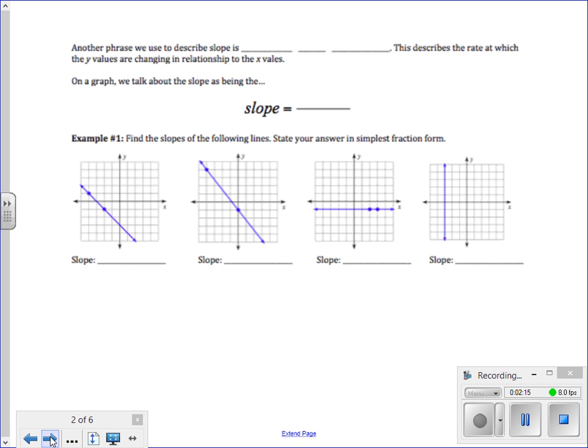Another phrase that we use to describe slope is called a rate of change. A lot of times, especially when we get to word problems, they're going to ask you for the rate of change. That's just asking you for the slope of something. Now today we're going to look at slope from graphs and from 2 different points. When I look at a graph, the slope, we talk about it as rise over run. So rise is your up and your down. Your run is left and right. So we always want to go up and down first, then go left and right.